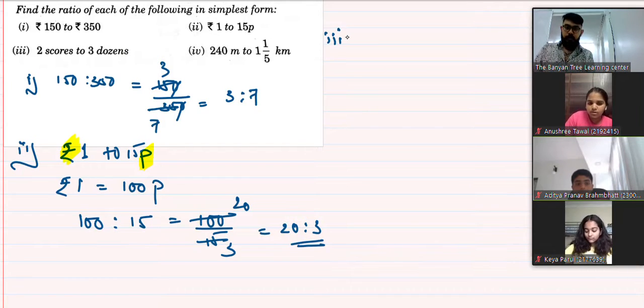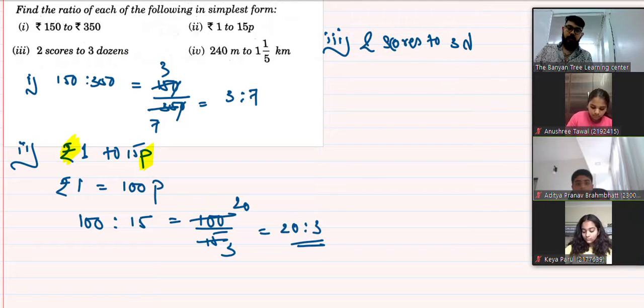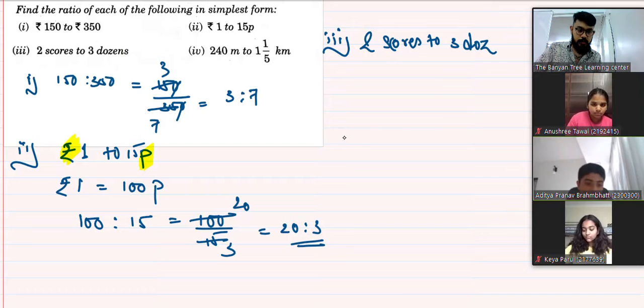Third one is two scores to 3 dozen. Two scores to 3 dozens. I asked this question earlier to all of you. Do you know what you mean by one score? One score object is how many objects? Sir, 20. Absolutely correct. One score is 20. So two score will be 40.